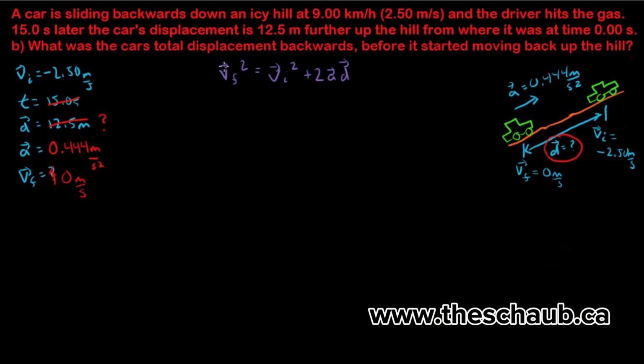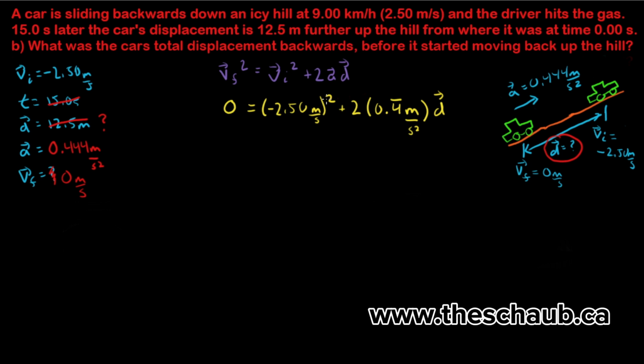Now we can add our numbers. Our velocity final is equal to 0. Our velocity initial is equal to negative 2.50 meters per second, and this entire term is squared, plus 2 multiplied by our acceleration, which is 0.4 repeating decimal. Let's use our unrounded number from part A. That way we don't introduce any rounding errors. And our units here are meters per second squared. And this is all multiplied by the displacement that we're looking for.